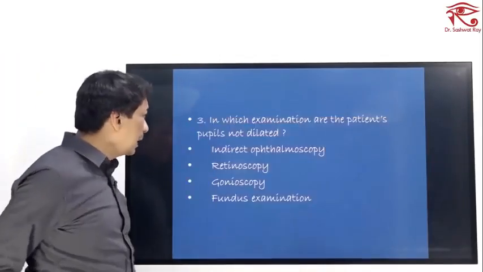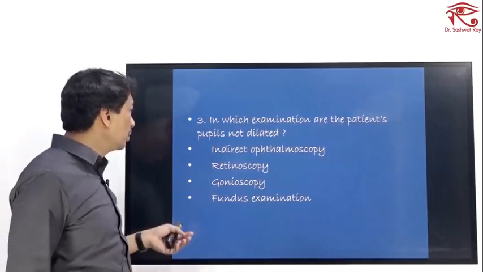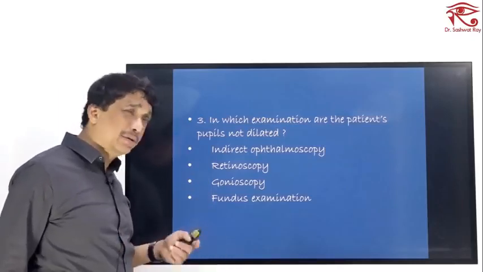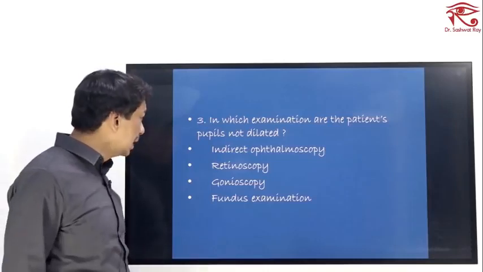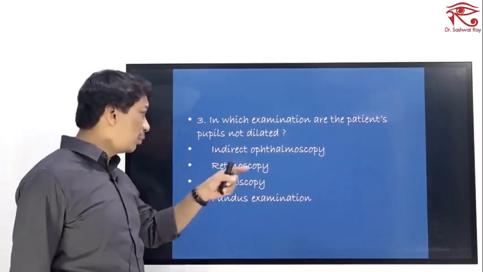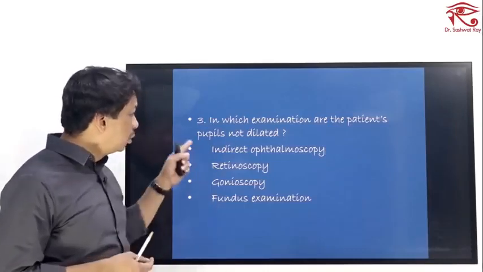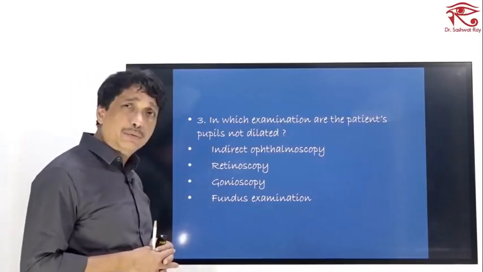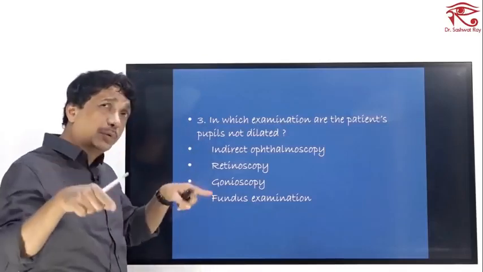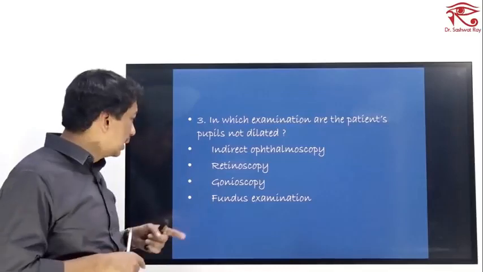Number 3 question, in which examination are the patient's pupils not dilated? This is a standard question, often asked, repeated many times. Let's look at the choice we have. Indirect ophthalmoscopy. Dear me, no. We do need a lot of dilatation for indirect ophthalmoscopy because we need a fully dilated pupil here. So this is out of the question.